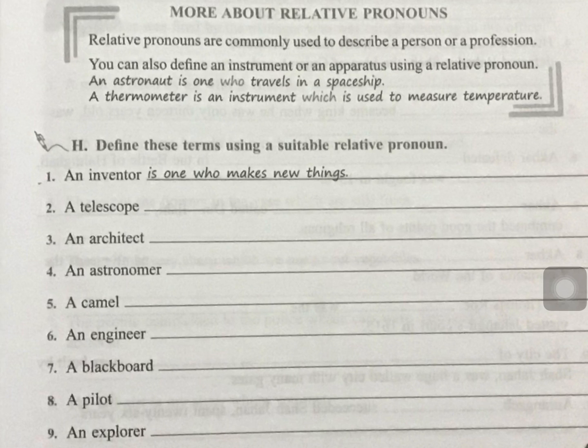A camel is an animal which lives in the desert. An engineer is one who designs and makes engines. A blackboard is one which is used to write on. A pilot is one who operates the planes. An explorer is one who explores new places.